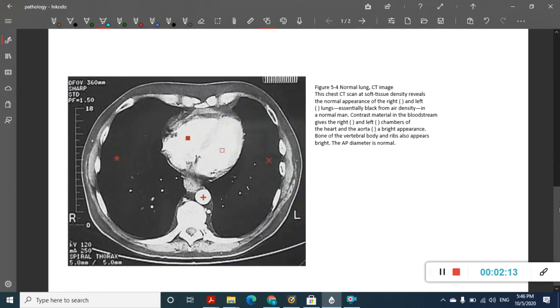Then this is the normal CT of the lung. In this, you can see the lungs. So these are the lungs. What is this? This is the aorta. This plus shows the aorta. And what are these? These are the chambers of the heart. So these are important. The next picture is about the histology.